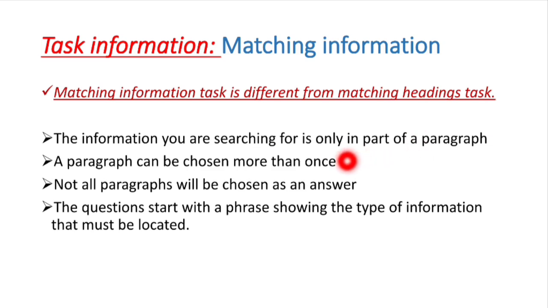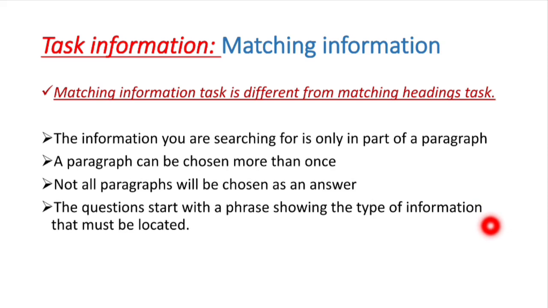A paragraph can be chosen more than once. In the heading question type, you can't use one paragraph more than once, but in matching information, you can use one paragraph more than once, which means twice as well. And not all paragraphs will be chosen as an answer, which means you might omit some of the paragraphs. And the next one is that the questions start with a phrase showing the type of information that must be located. This is going to help us to find the correct answer.